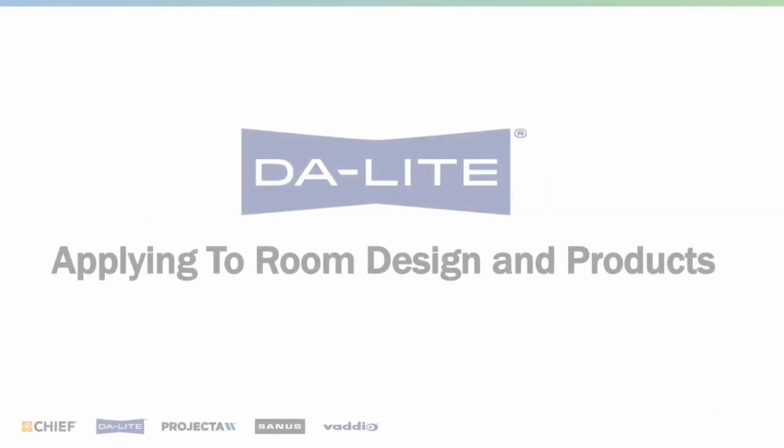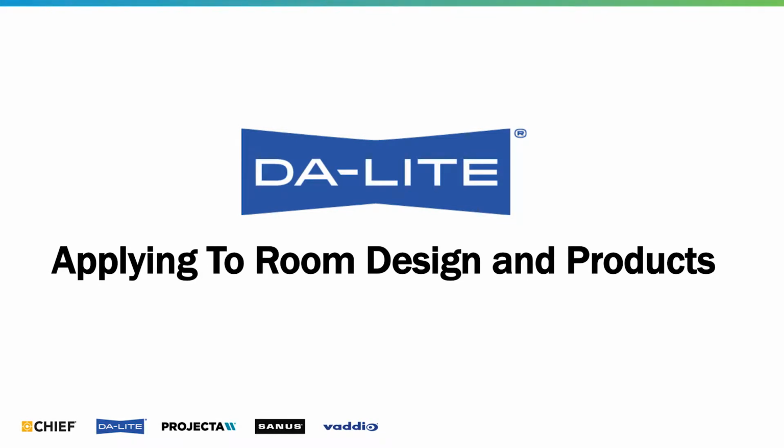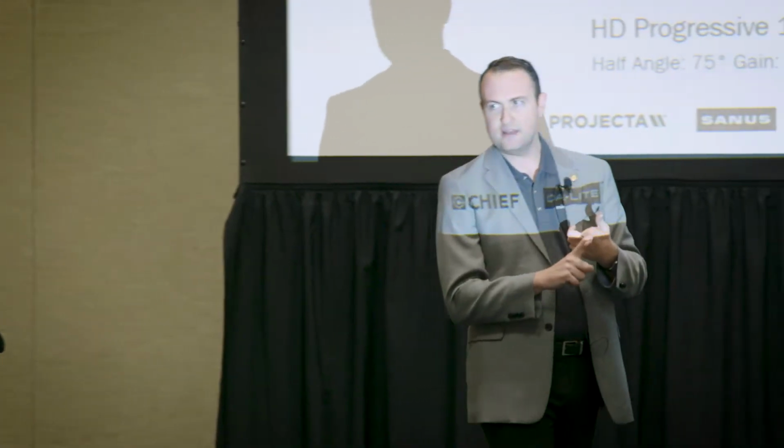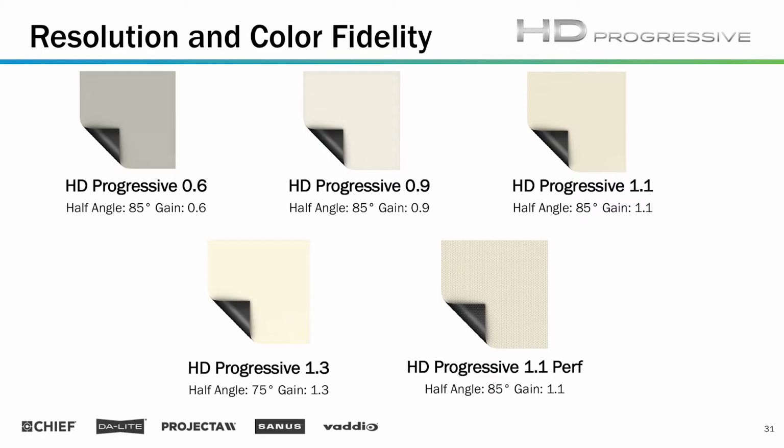So we do want to show you some real-world applicable ways that you can think about surfaces. One of those is, let's start with surfaces from the Da-Lite line that are able to produce resolution, as in like a 1080p, WUXGA, 4K, and higher resolution, as well as the color fidelity side of the equation, that chromaticity, color shift, contrast ratio section that we were just talking about. So anything that's on the HD progressive line is going to be able to accommodate that for your designs.